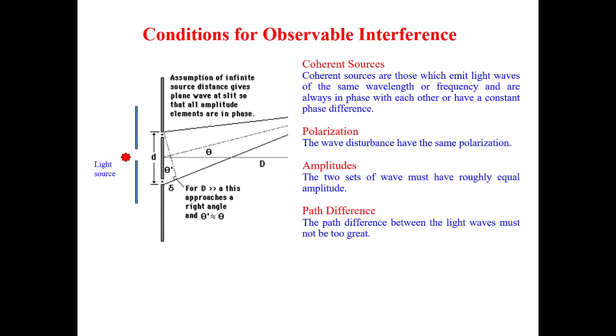Let us discuss the conditions for an observable interference. These conditions are already known to you, like coherence of light sources and equal amplitudes of interfering light waves. The same type of polarization is also required for amplitudes to be added or subtracted vectorially. And the last is not too great a path difference, because if the path difference is too high, the coherence and equal amplitude conditions may not get fulfilled.